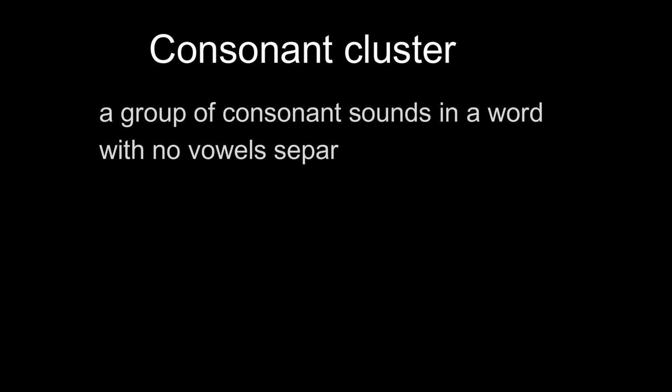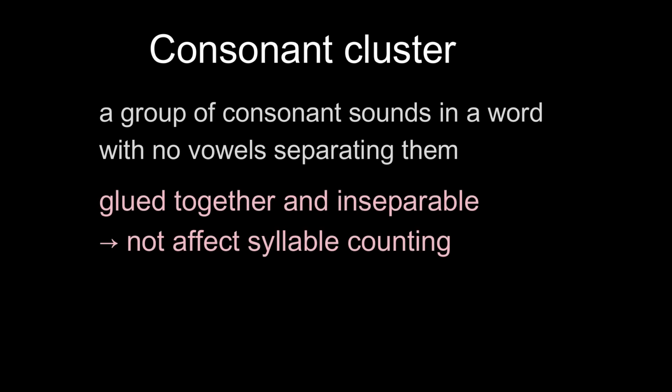Consonant clusters. A consonant cluster is a group of consonant sounds in a word with no vowels separating them. Consonant clusters are viewed as glued together, and so we may not separate them when we syllabize the word. So, however many consonants there are in a consonant cluster, they do not affect the number of syllables of a word.